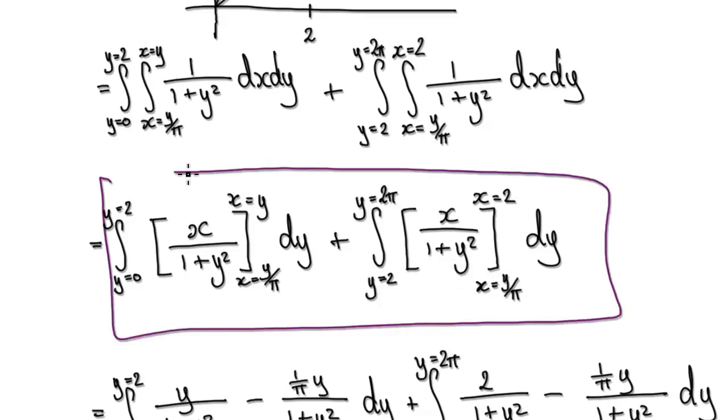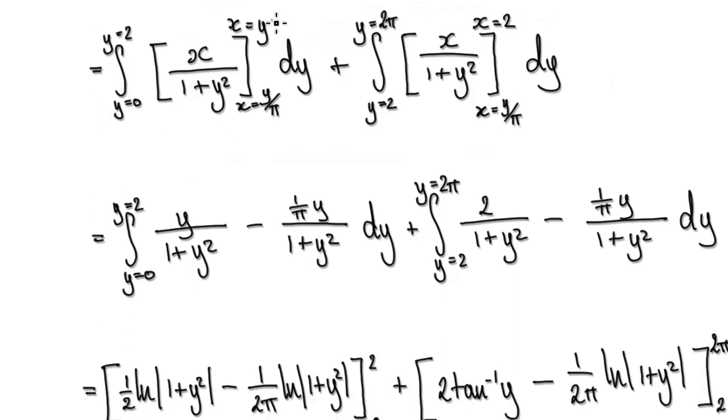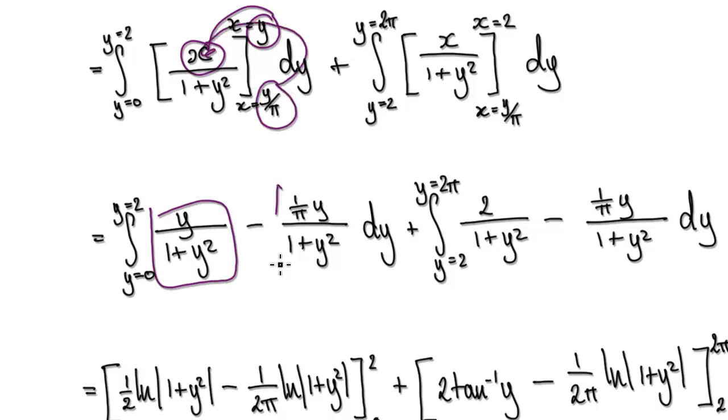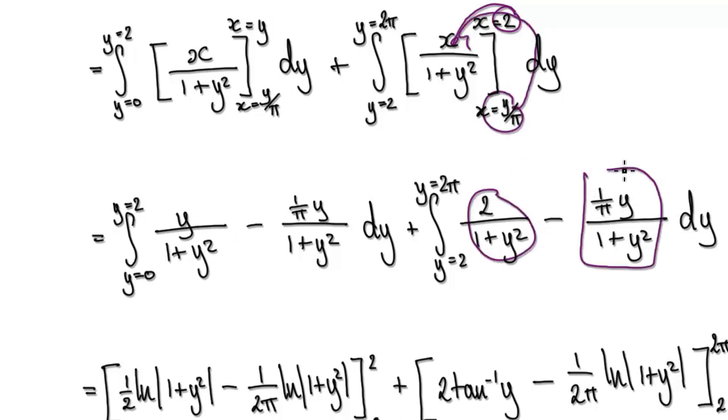Now we've got to put this into the x. That will then give us this. Take away, put this into here, that will give you this. And then put this into here, that will give us this thing here. And then put this into here, that will give us this thing here.